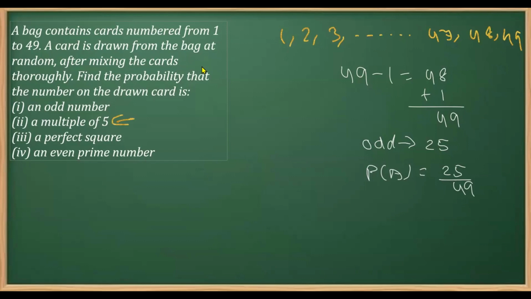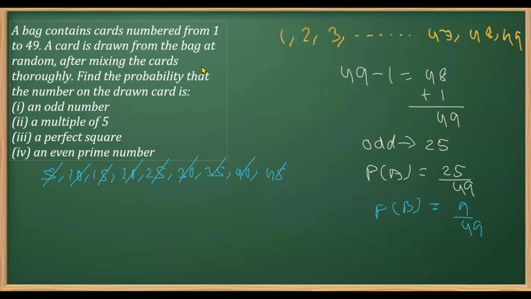Then we have to get a multiple of 5. So the multiples of 5 are 5, 10, 15, 20, 25, 30, 35, 40, 45, right? 50 is not there. So it's 1, 2, 3, 4, 5, 6, 7, 8, 9 of them. So the probability for the second part is 9 over 49.